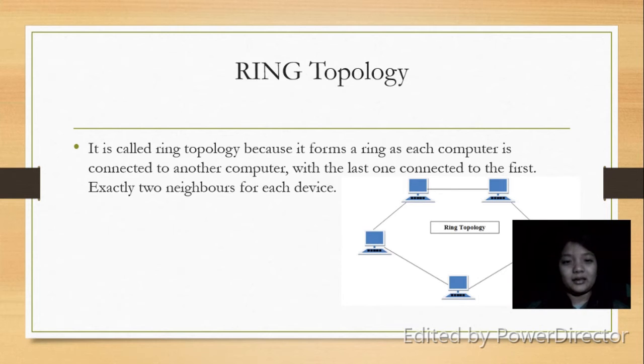So this is the ring topology. It is called ring topology because it forms a ring, as each computer is connected to another computer, with the last one connected to the first, exactly two neighbors for each device. As you can see in the diagram, this one is the ring topology. You can see here that the PCs are encircled, forming a ring. They are connected to each other.